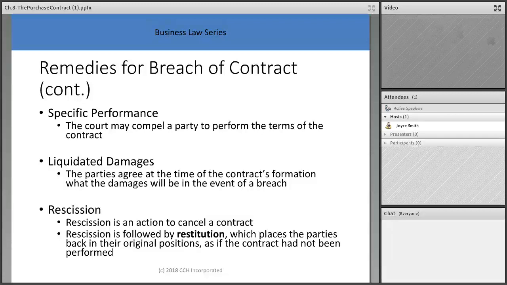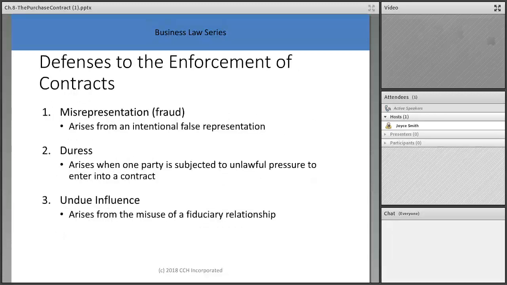Rescission is an action to cancel a contract. Rescission is followed by restitution, which places the parties back in their original positions. It's as if the contract has never been performed. We want to get everybody back to their original place. Misrepresentation and fraud arise from intentional false misrepresentation, or a realtor knew something was bad about the property and didn't disclose. So it can be non-disclosure, it can be silence. Those can all be misrepresentation or fraud.